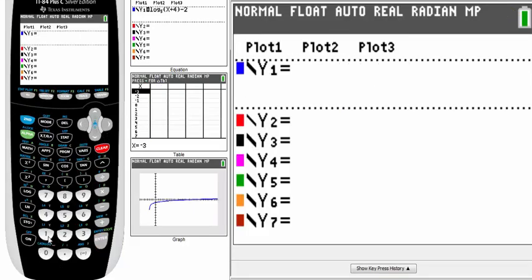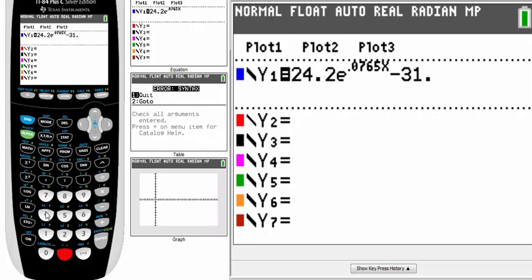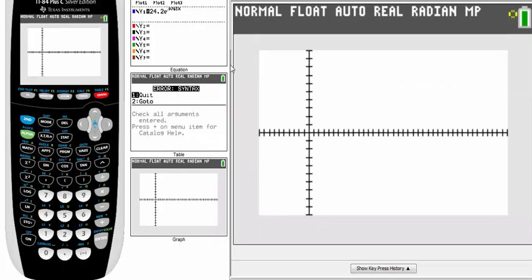So I have 24.2, and then I have my exponent, so second divide is my e. That's to a power. That power is 0.0765. And then my variable is t, but I'm just going to plug in an x, just because that's the variable I'm used to working with. And it was subtracting 31.4. So let's go ahead and graph this. It should cross somewhere around 3. So right in here it should cross. Yep, and it did.